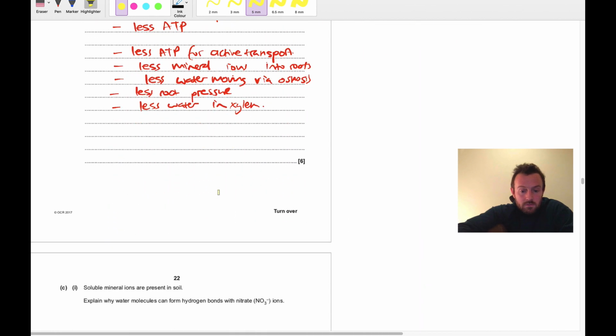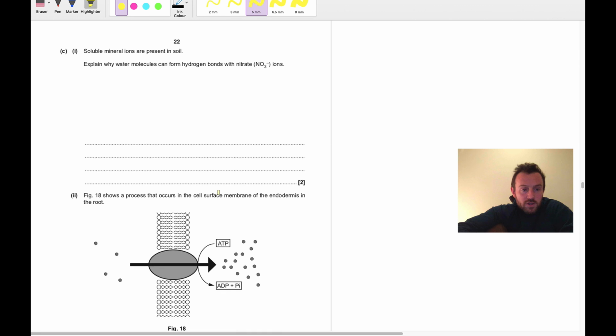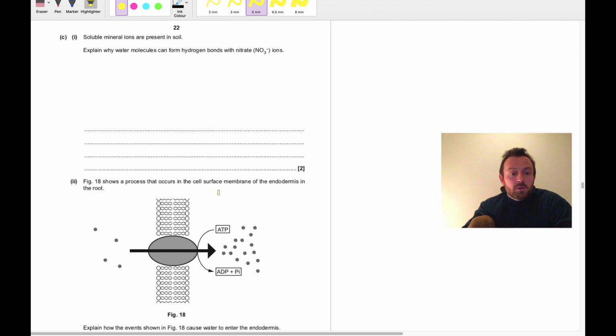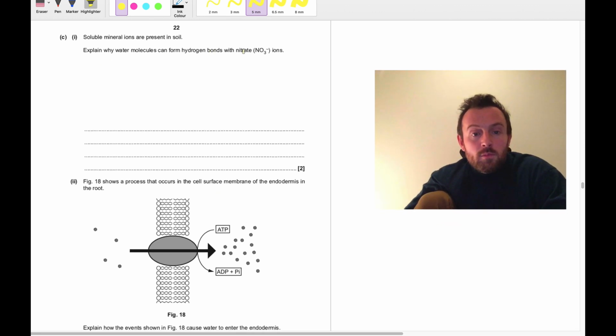Right, so that was one question, one more, and then we'll finish. Okay, soluble mineral ions are present in the soil. Explain why water molecules can form hydrogen bonds with nitrate, NO3. Well, they're polar.